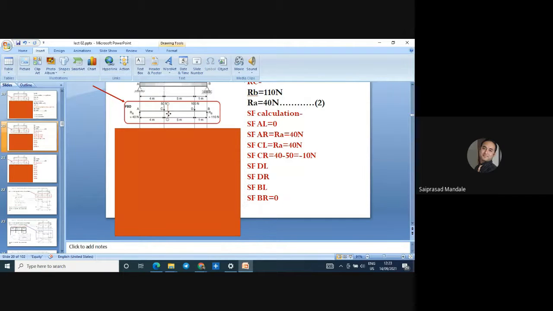Again, I am coming to the point left of D. Left of D means what are the different forces acting on this? Only two forces, 40 and 50. So again, this equation will be as it is.